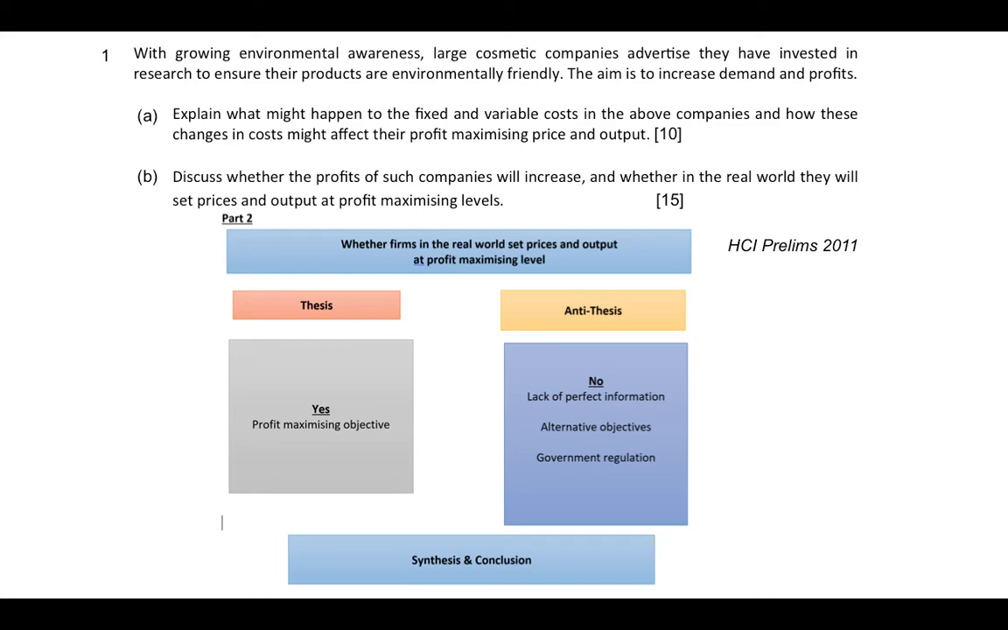With all that said and done, you want to synthesize and conclude. When you synthesize and conclude, you want to talk about the circumstances, because in this case you assumed several things. If these assumptions work, and in the real world these are happening, then your answer is yes, profits will increase, and yes, firms will set price and output at profit maximizing level. However, there could be other reasons as well, so you want to elaborate more on that. Look at the real world context, what's happening around the world. Is this likely or less likely to be the case? These are things you want to add in your evaluation and conclusion as you synthesize.